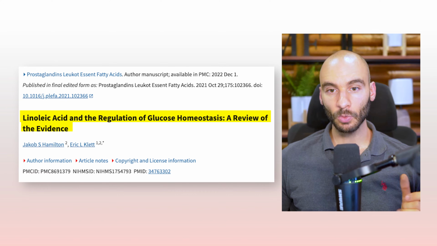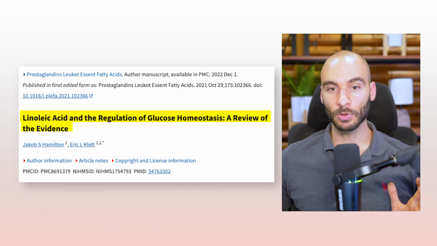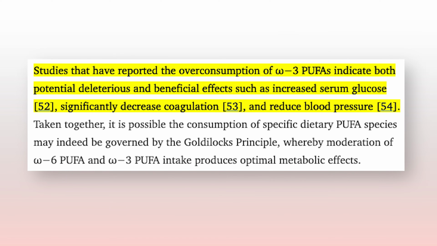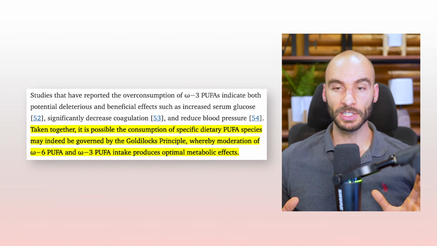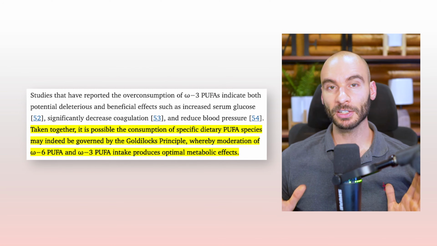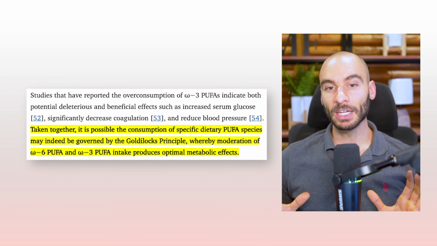With that in mind, we have a paper here titled Linoleic Acid and the Regulation of Glucose Homeostasis, a review of the evidence. And the authors say here, studies that have reported the overconsumption of omega-3 PUFAs indicate both potential deleterious and beneficial effects, such as increased serum glucose, significantly decreased coagulation, and reduced blood pressure. Taken together, it is possible that the consumption of specific dietary PUFA species may indeed be governed by the Goldilocks principle, whereby moderation of omega-6 PUFA or polyunsaturated fats and omega-3 polyunsaturated fat intake produce optimal metabolic effects.